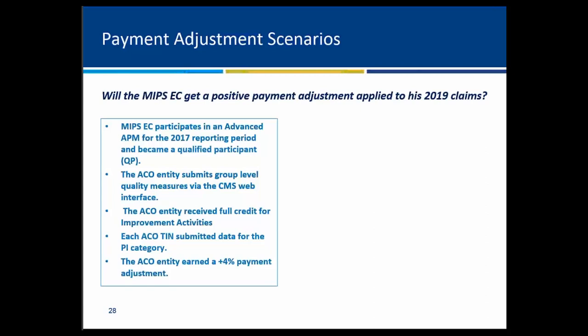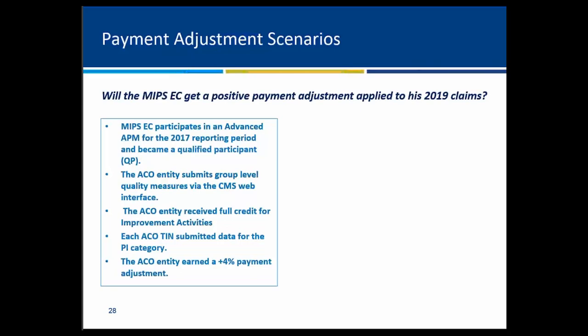All right, so for our last scenario, the MIPS eligible clinician participates in an advanced APM for the 2017 reporting period, and they become a qualified participant, or a QP. The ACO entity submits group-level quality measures via the CMS web interface. The ACO entity receives full credit for improvement activities, and the ACO TIN submitted data for the PI category. The ACO entity earned a positive 4% payment adjustment. Will the MIPS EC get a positive payment adjustment applied to the 2019 claim?